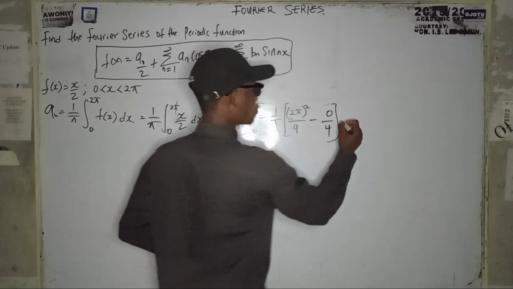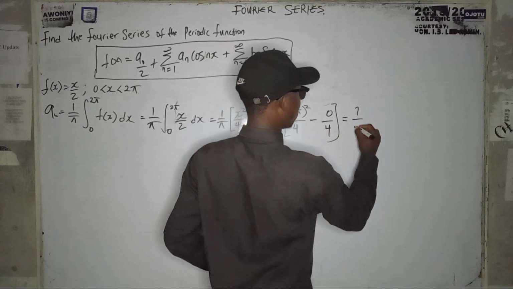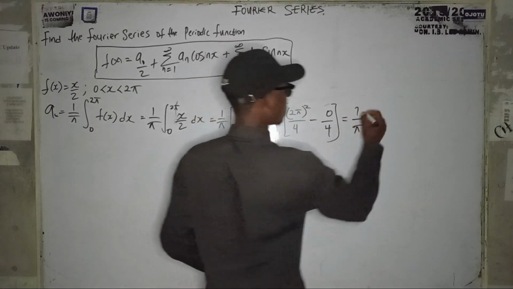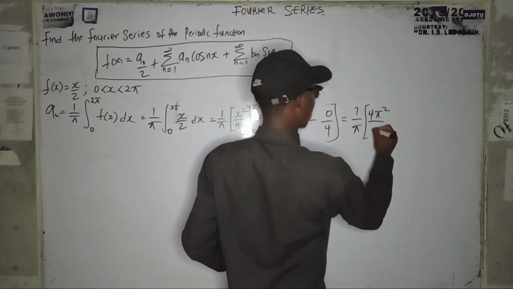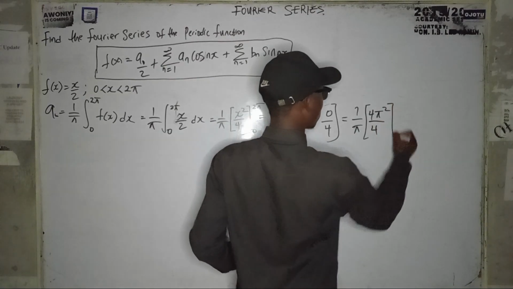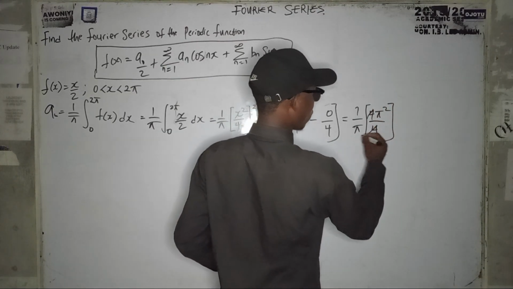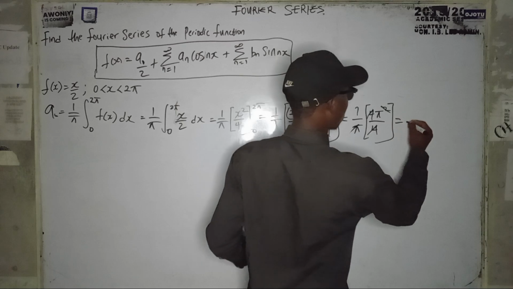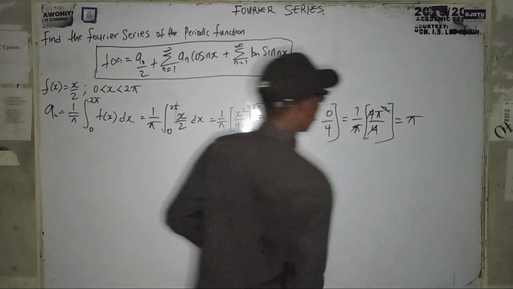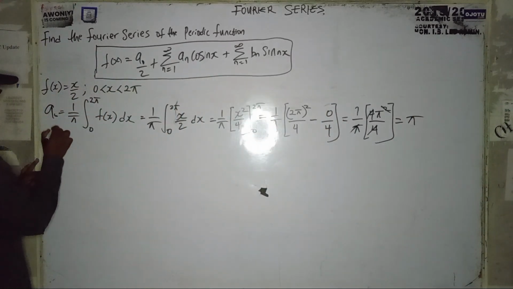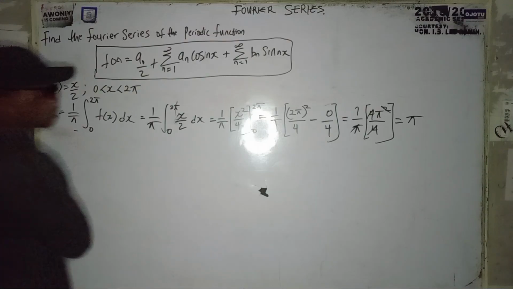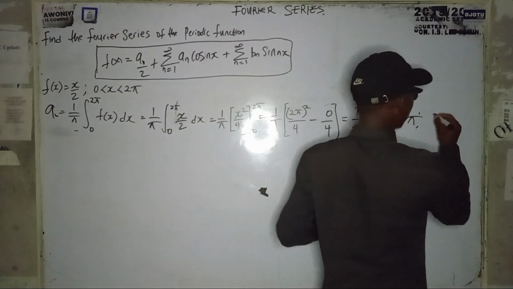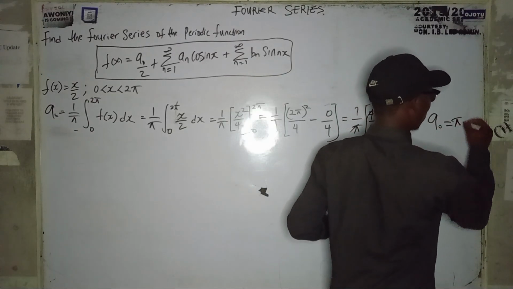And therefore, this is going to give us 1 over pi, then we have 4 pi squared over 4. 4 cancels 4, and one pi here will cancel a pi here. Therefore, the answer is equal to pi. So we have our a naught is equal to pi.